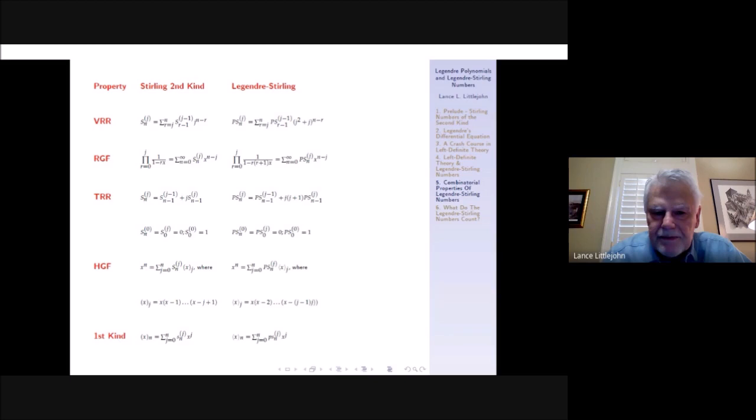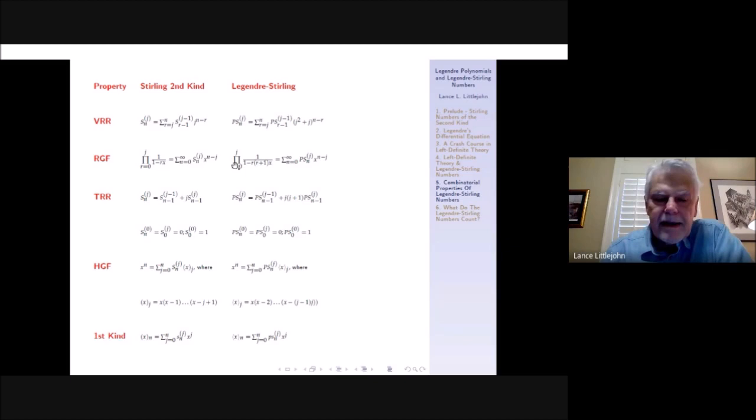Look, this is a table comparing properties of Stirling numbers of the second kind with these new numbers called Legendre-Stirling. Now, let me just read off the left. Both numbers have what's called a vertical recurrence relation. Both numbers have a rational generating function. Both numbers have a triangular recurrence relation. Both numbers have horizontal generating functions. And both numbers can be inverted in a certain sense to reveal first kind numbers. Now the one that I want to focus on is the rational generating function.